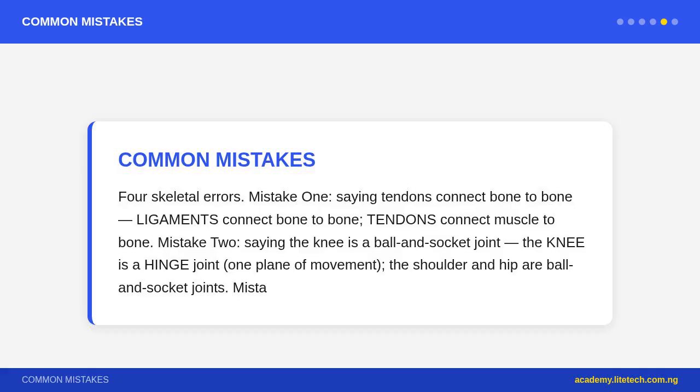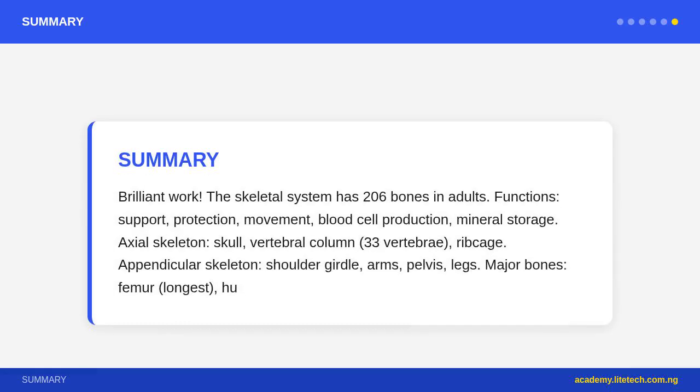Four skeletal errors. Mistake 1: saying tendons connect bone to bone. Ligaments connect bone to bone; tendons connect muscle to bone. Mistake 2: saying the knee is a ball and socket joint. The knee is a hinge joint, one plane of movement; the shoulder and hip are ball and socket joints. Mistake 3: forgetting that bone is a living tissue. Bone has blood vessels, nerves, and living cells, osteoblasts and osteoclasts; it grows, repairs, and produces blood cells.